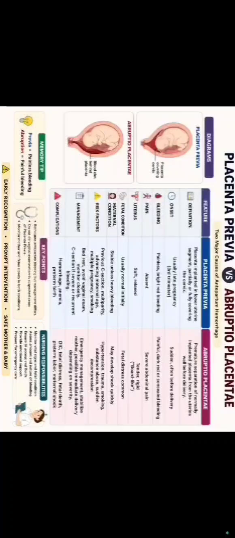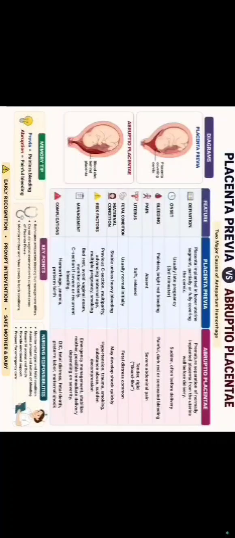The mother will be experiencing severe abdominal pain. On palpation, the uterus feels tender and rigid. Fetal distress is common. The mother may develop shock quickly. Risk factors: hypertension, trauma due to fall, smoking, substance abuse, sudden decompression of the uterus. Management: after stabilizing the mother, depending upon the severity, immediate delivery can be done.